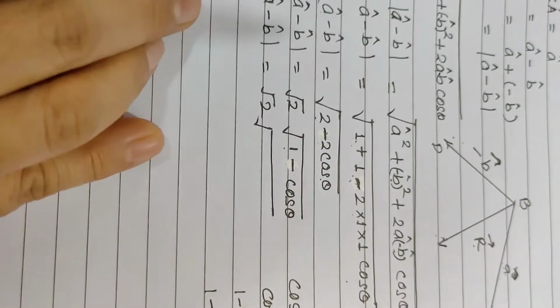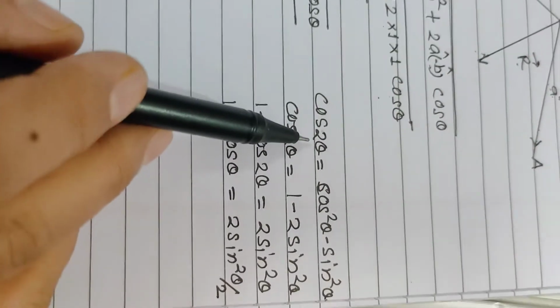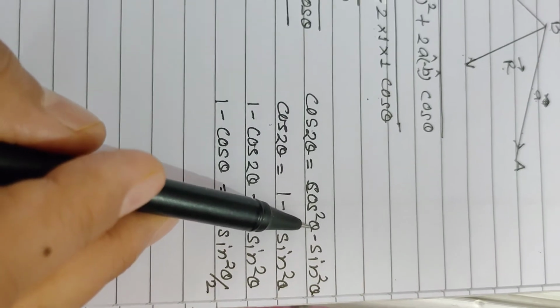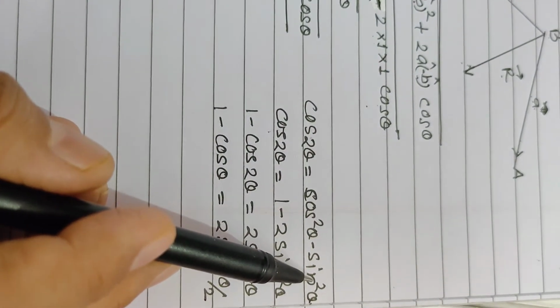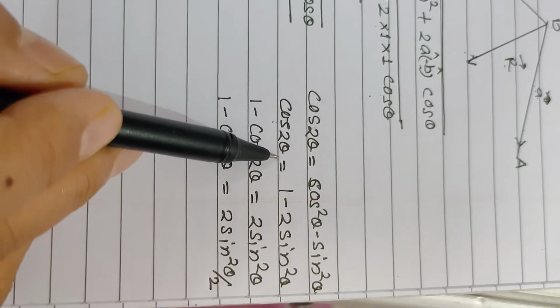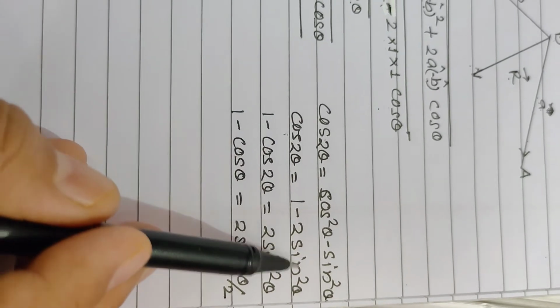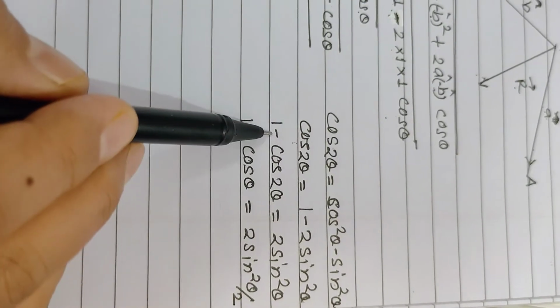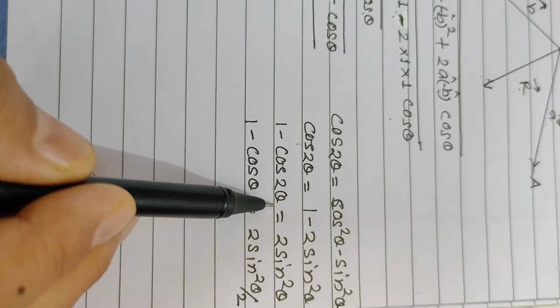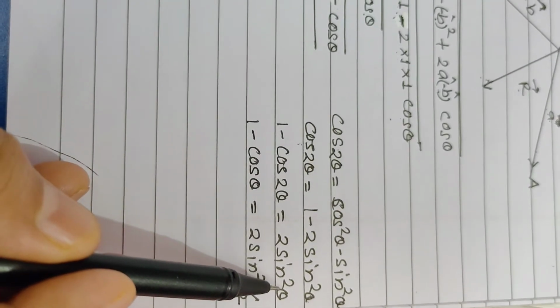Here we know one formula, that cos 2 theta is equal to cos square theta minus sin square theta, or we can write cos 2 theta is equal to 1 minus 2 sin square theta, or we can say 1 minus cos 2 theta is equal to 2 sin square theta.